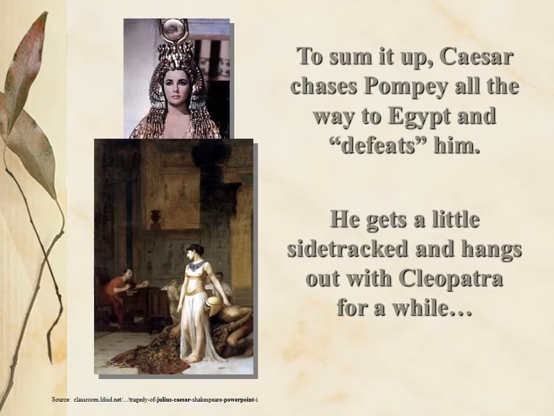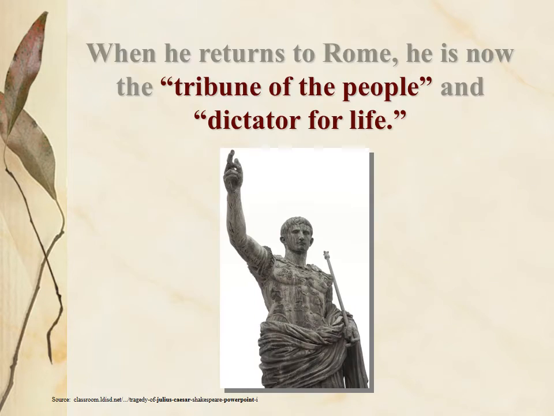So, just to sum this up quickly, Caesar chases Pompey all the way to Egypt and defeats him. And while there, Caesar gets a little sidetracked and hangs out with Cleopatra for a while. So, when he returns to Rome, he's now the tribune of the people and a dictator.